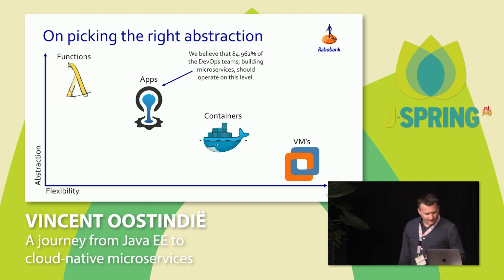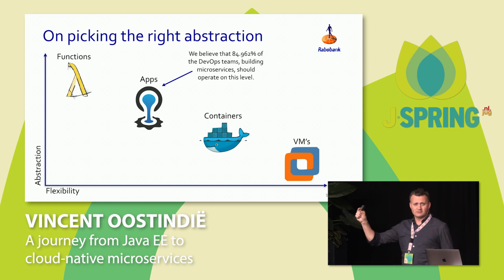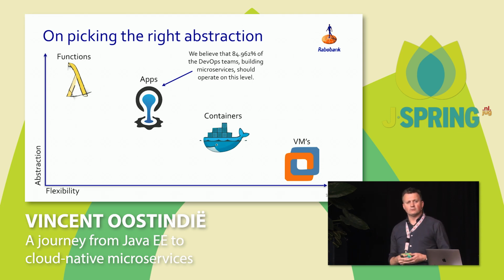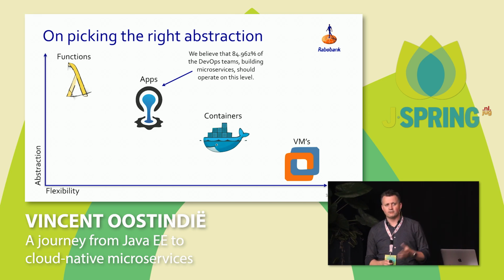We believe that 84.962% of our DevOps teams, and the significance tells you how much of a lie this is. Of course, this is just a number, but it's actually the majority of the teams. Most of the DevOps teams that we have at Rabobank deploy apps, they build apps. That's what they do. They build features for the app. They build just applications you use on the internet every day, and it's apps. It's based on apps delivering business value. That's what they do.